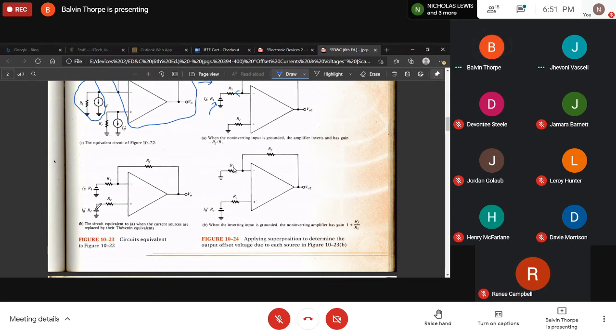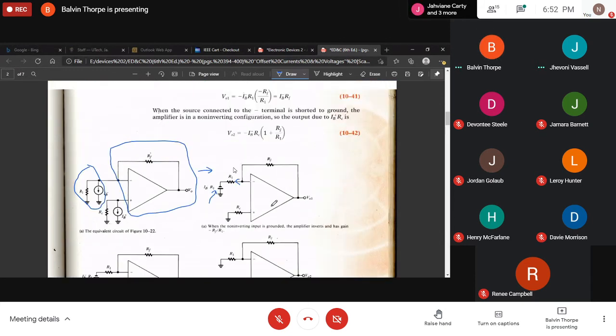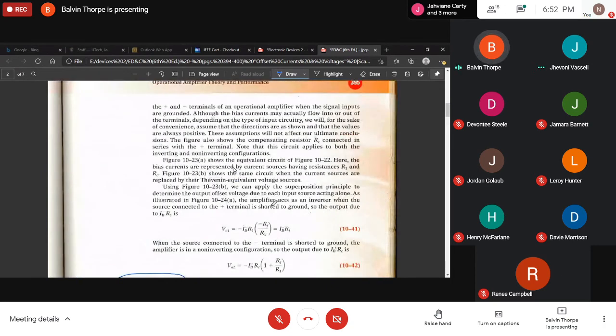Now that we know the bias current and we know the resistor, we can then try to find how we can mitigate this voltage that is being outputted, in order to minimize this output voltage, which is our output offset voltage. Now that we understand that, let's go back a bit.